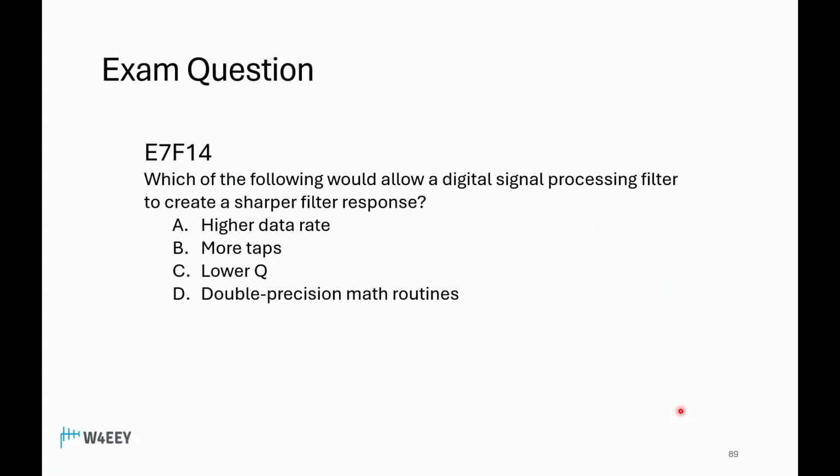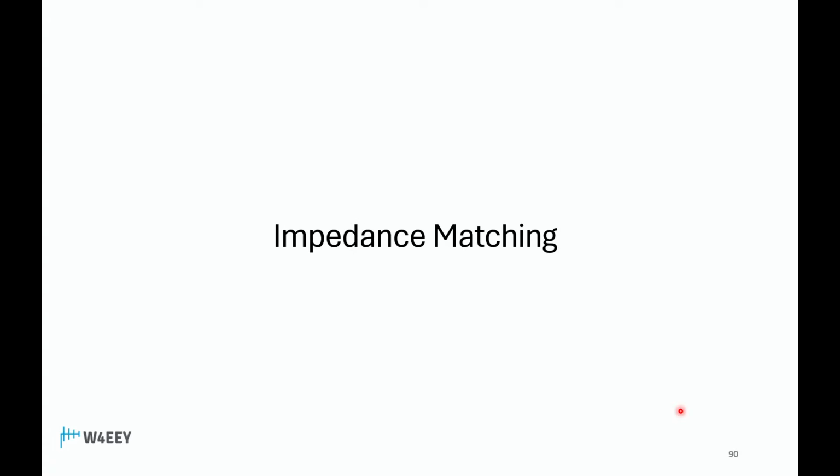Which of the following would allow a digital signal processing filter to create a sharper filter response? Bravo. It is Bravo. More taps, exactly. Good. We survived that. This was a difficult area in some of our past classes.